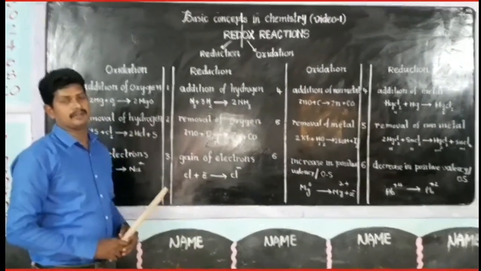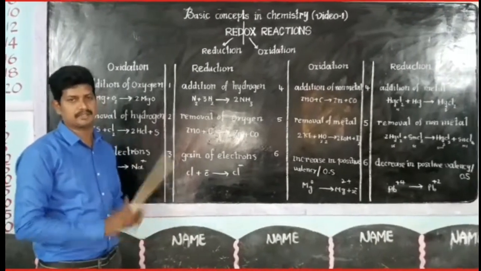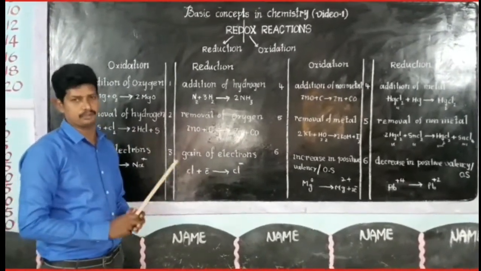So totally there are 6 differences between oxidation and reduction reactions, and I have 12 questions for you. Listen carefully and write in a notebook all these questions and answers. After school reopens, please show me.